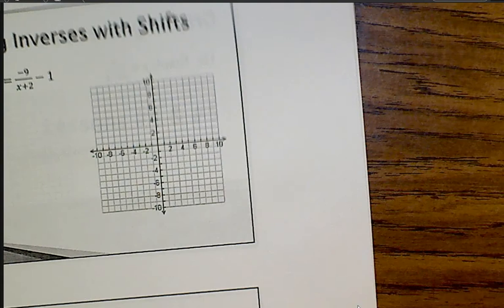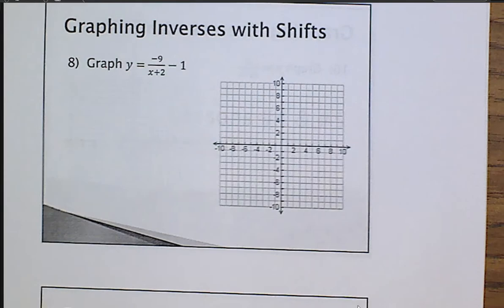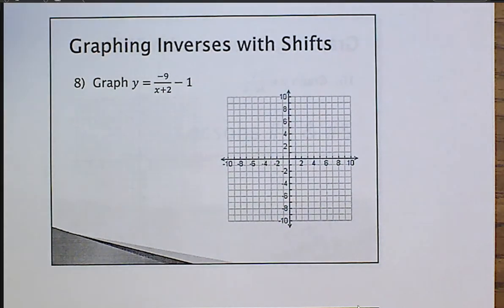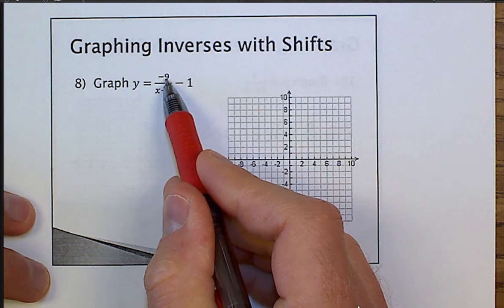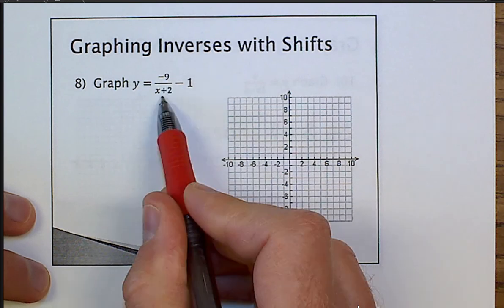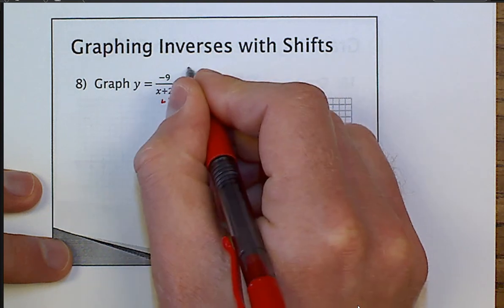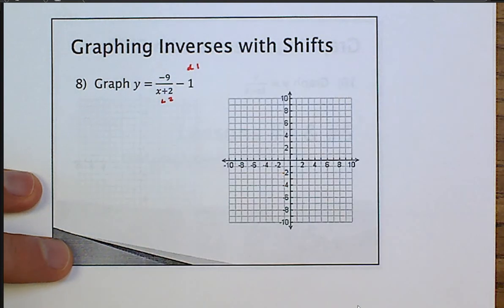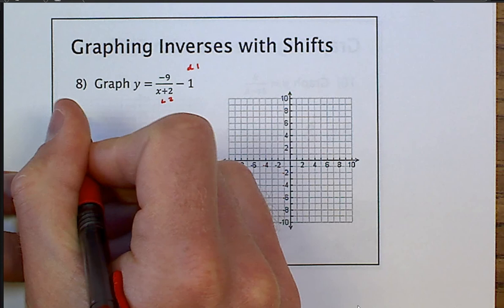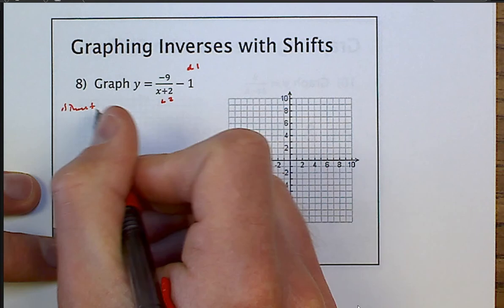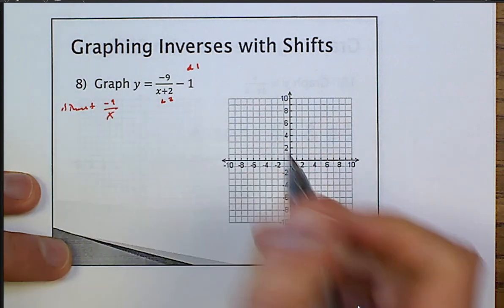Moving on. All right, now, this is a good one. Here's why it's a good one. K value, negative. Got a shift where? Always right next to it. Left 2 units, down 1 unit. So, first thing I always do, what's the parent function? Parent function, negative 9 over x. Take the square root of 9.